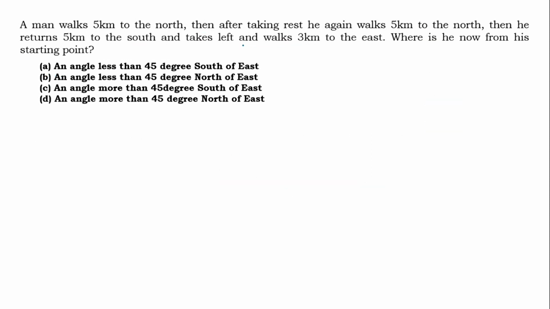Next example, a man walks 5 km to the north. Then after taking rest, he again walks 5 km to the north. Then he returns 5 km to the south, takes left and walks 3 km to the east. Where is he now from his starting point?